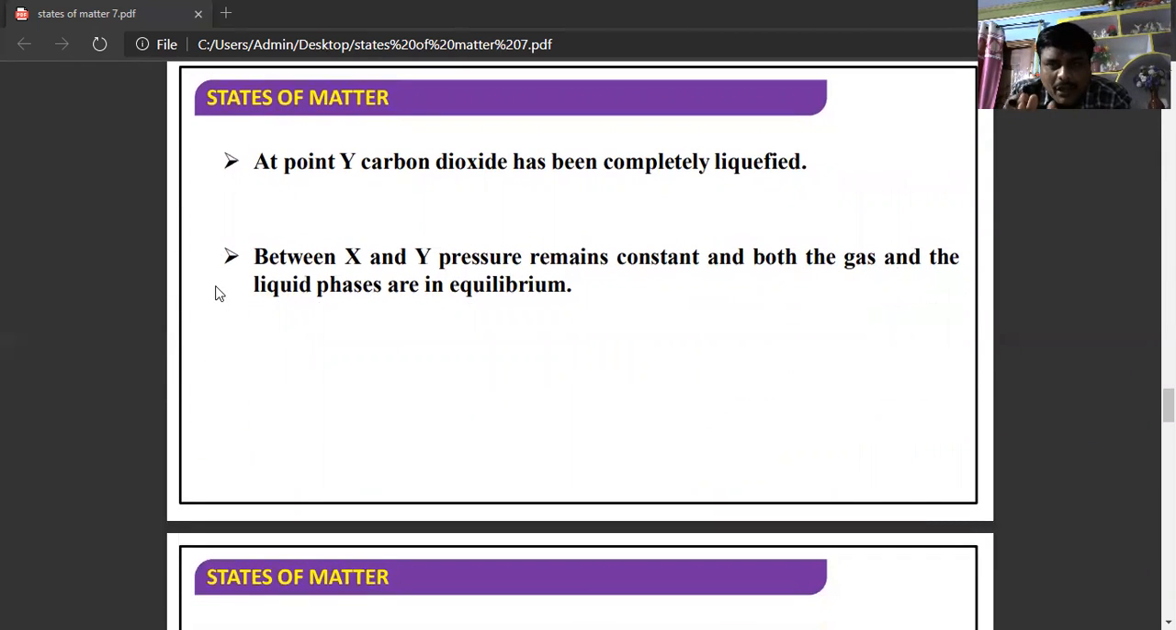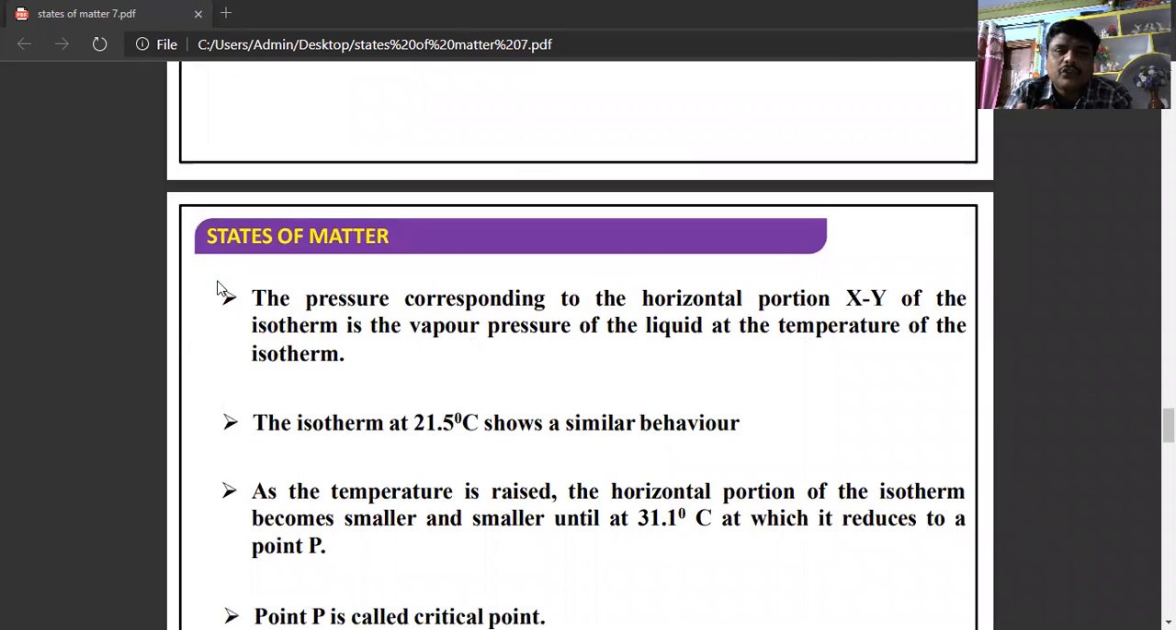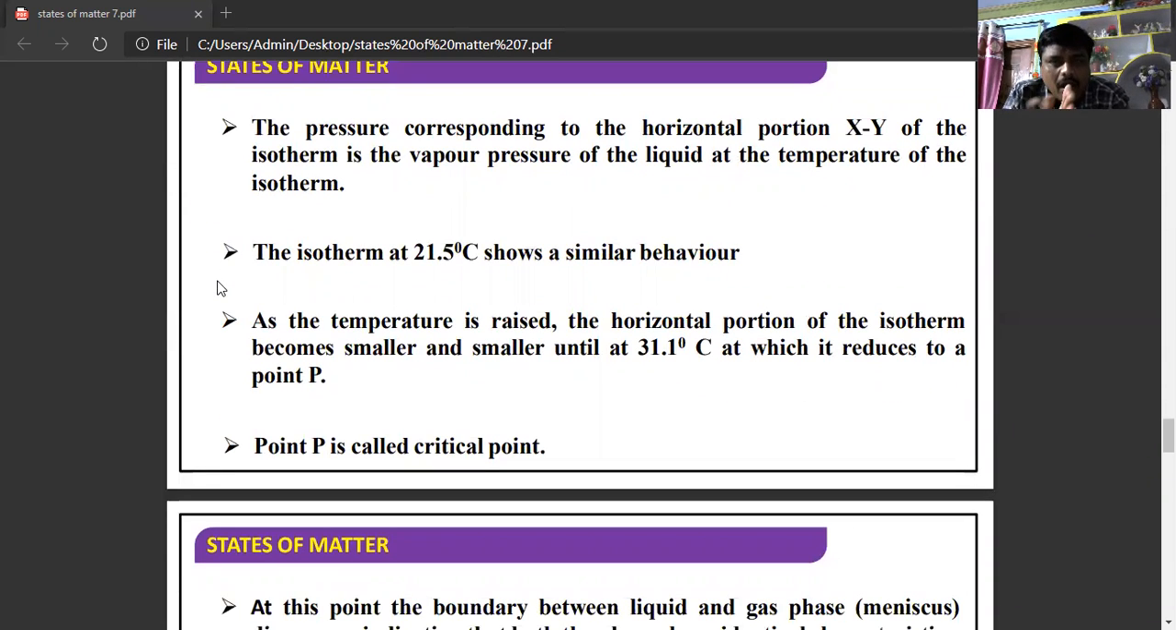At point Y, the carbon dioxide is completely liquefied. Between X and Y, the pressure remains constant and both the gas and liquid phases are in equilibrium. The pressure corresponding to the horizontal portion XY of the isotherm is the vapor pressure of the liquid at the temperature of the isotherm. The isotherm at 21.5 degrees also shows similar behavior.